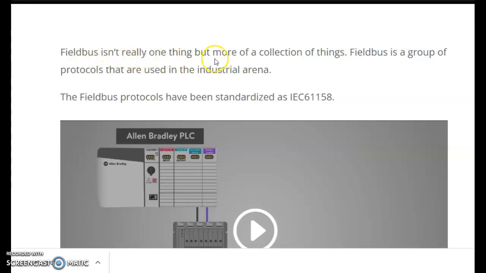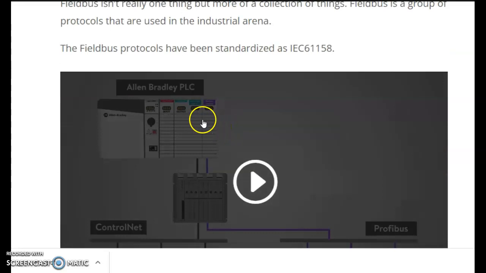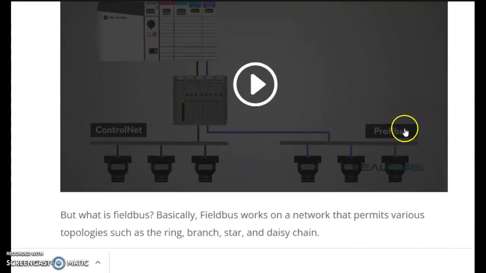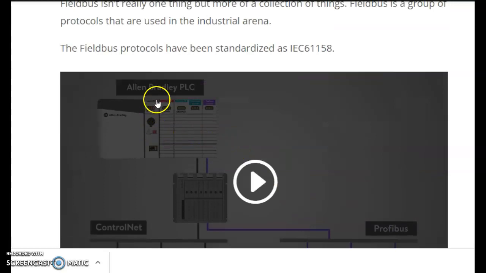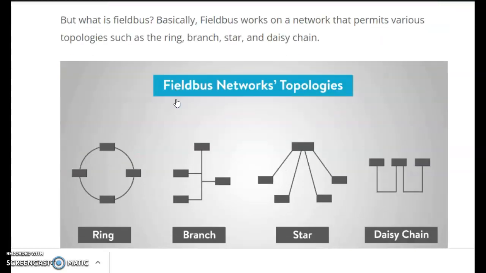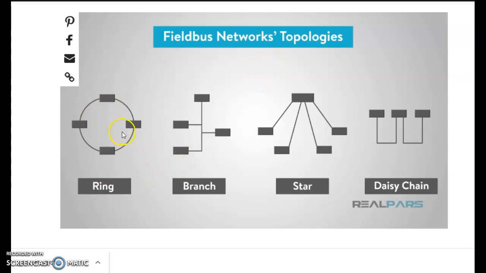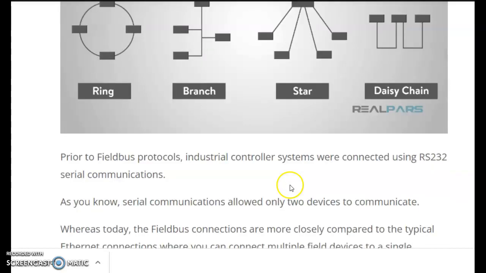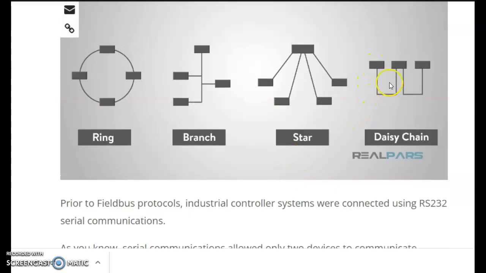Fieldbus is not really one thing but more of a collection of things. Fieldbus is a group of protocols that are used in the industrial area. The Fieldbus protocols have been standardized as IEC 61158. For example, here ControlNet, Profibus, connected to Allen Bradley. Fieldbus network topologies: ring topologies, branch topologies, star topologies, daisy chain topologies, like this, star, branch, ring.